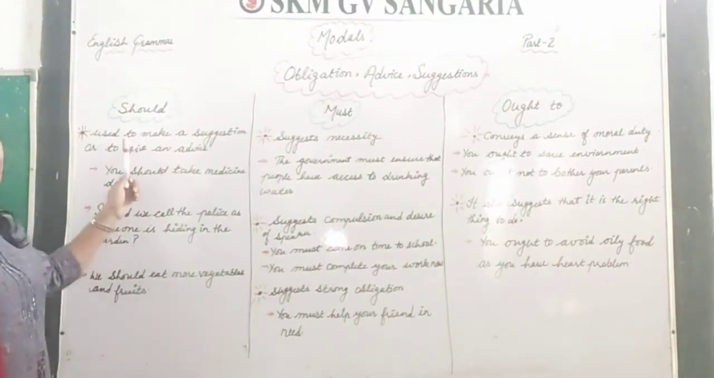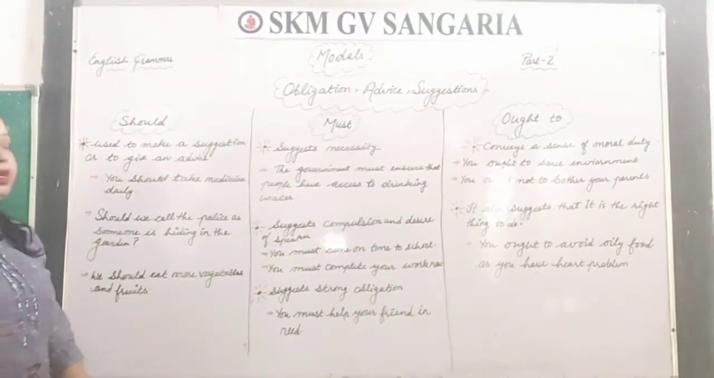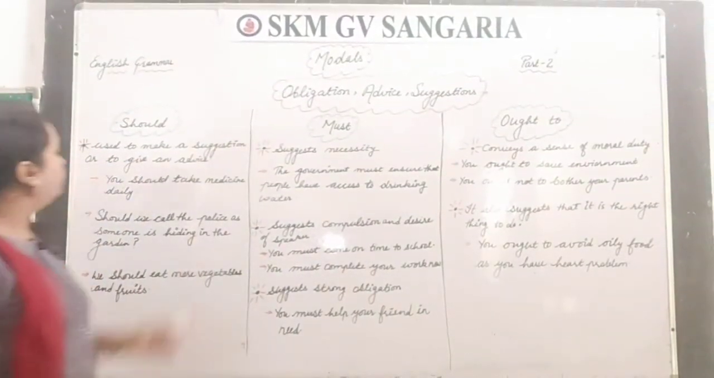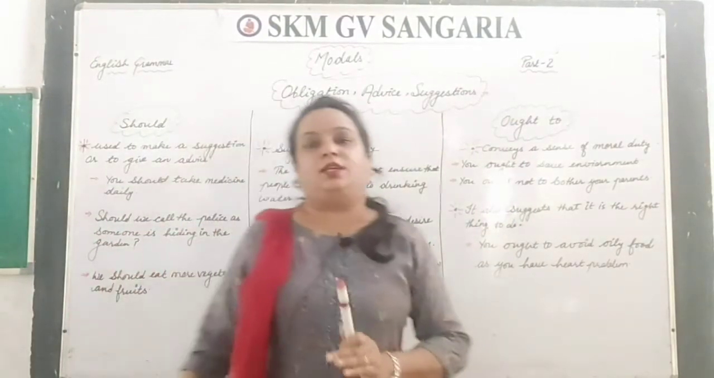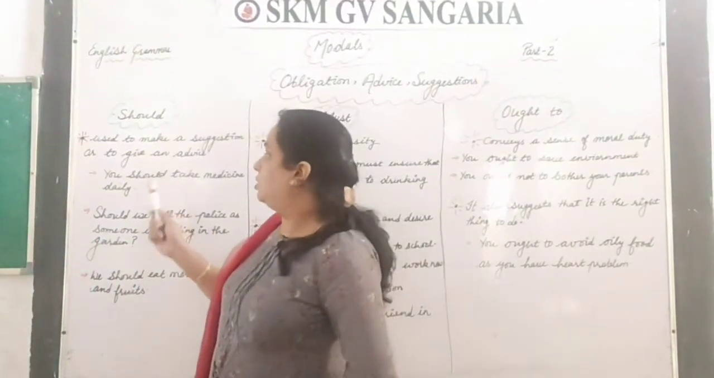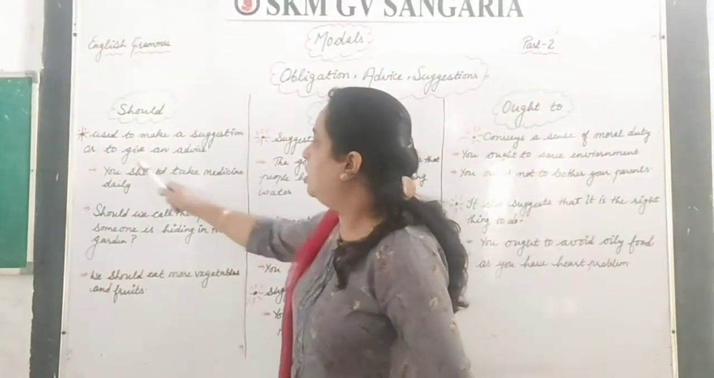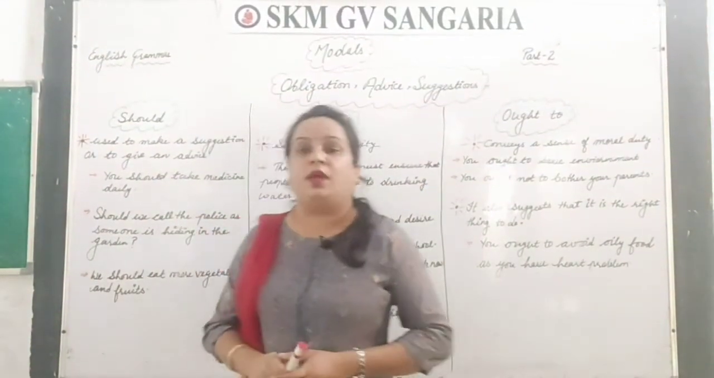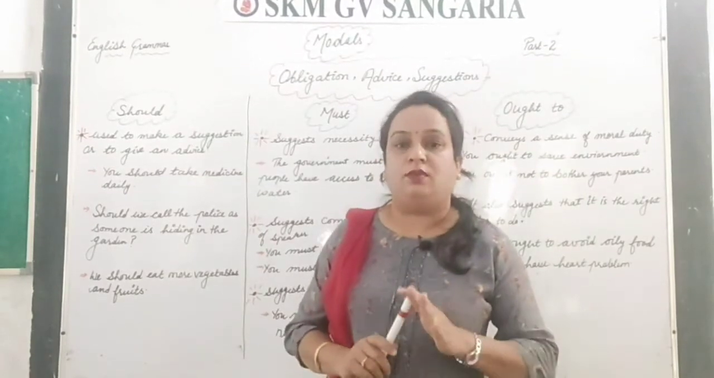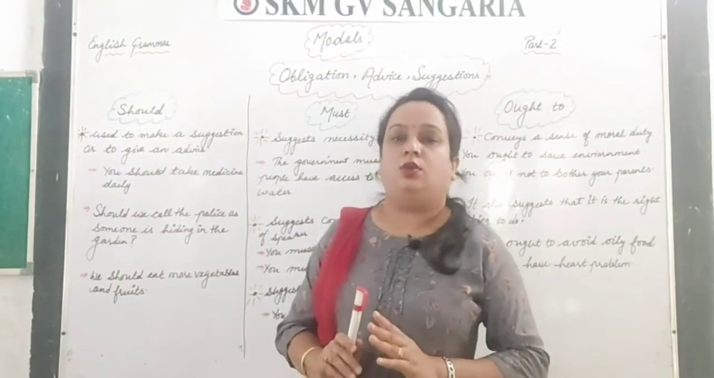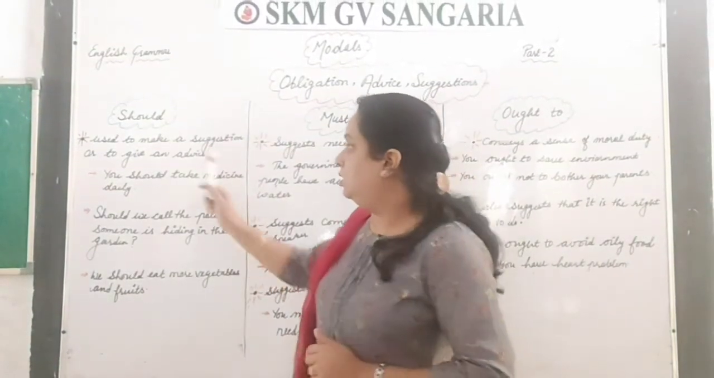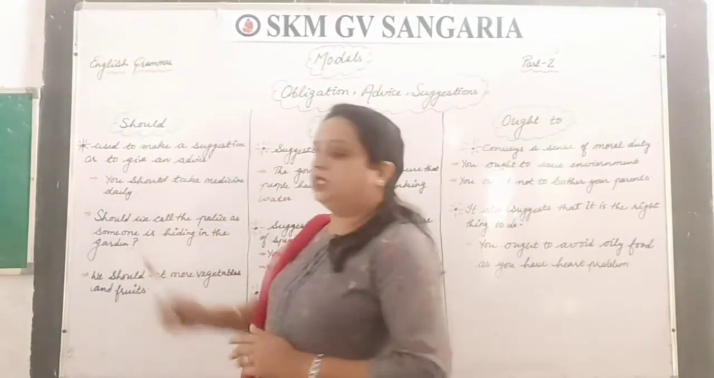Let's talk about should first. Okay, should. So this word should, S-H-O-U-L-D, this is modal auxiliary, and this is used to make a suggestion or to give an advice, right? To give a suggestion or to give an advice, clear? Now let's see the examples.